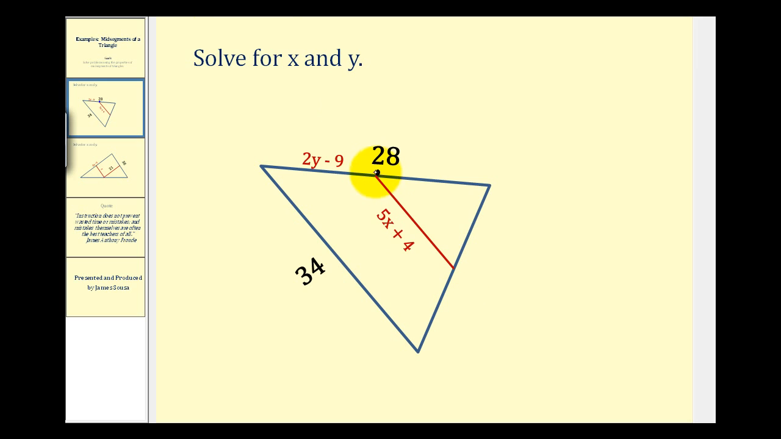So this point right here would be the midpoint of this side of the triangle, which tells us that this segment here is congruent to this segment here. So if the total length of this side is 28 units, each of these smaller segments must be half that length, or 14 units. And that's enough information to determine the value of y. 2y minus 9 must equal 14.